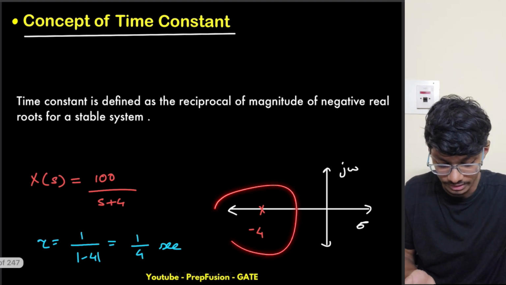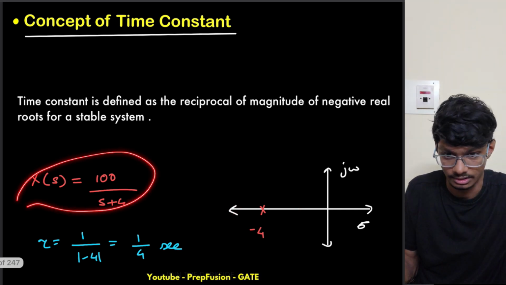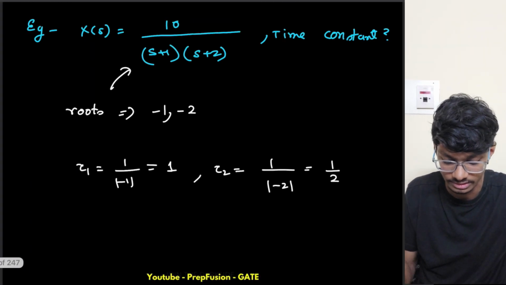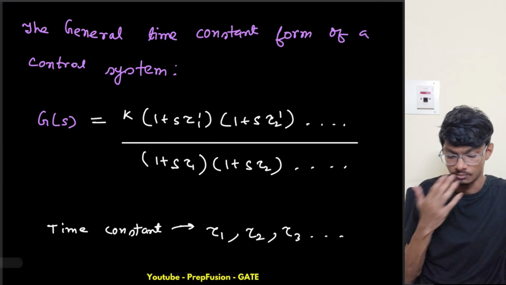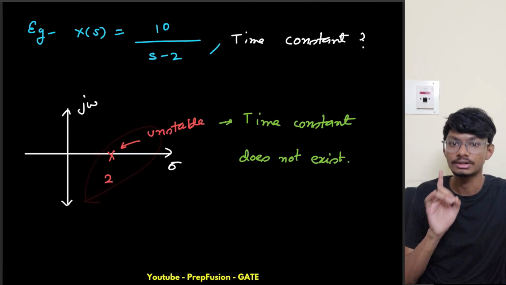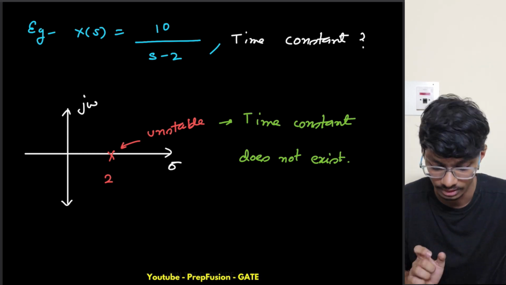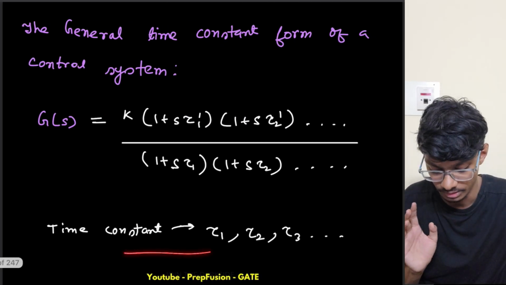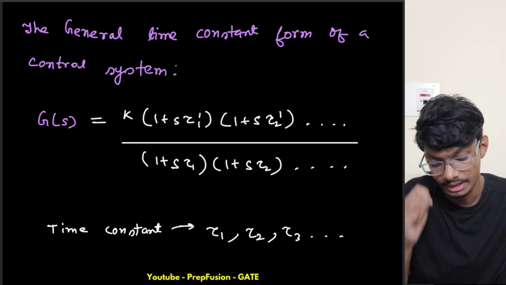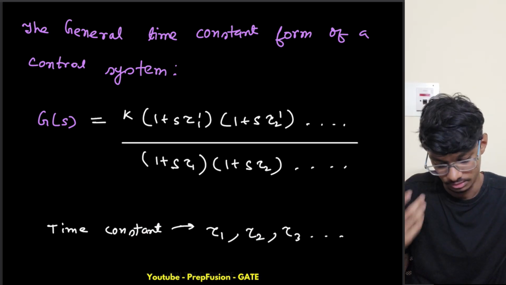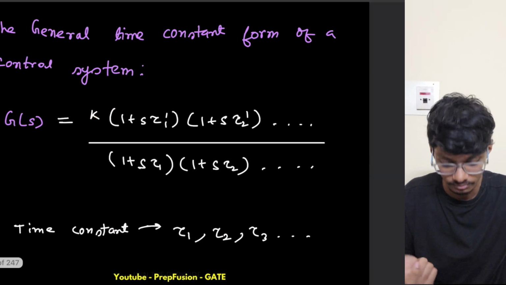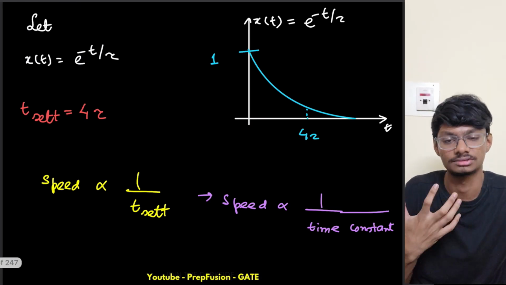We did how to find the time constant if we have a given transfer function. For an unstable system, time constant doesn't exist. Time constant only exists for stable systems. Then we wrote the general time constant form of a control system. This is the general time constant form. All these things are just basics only.